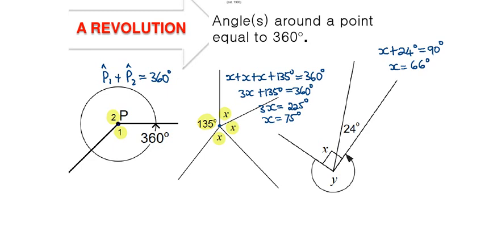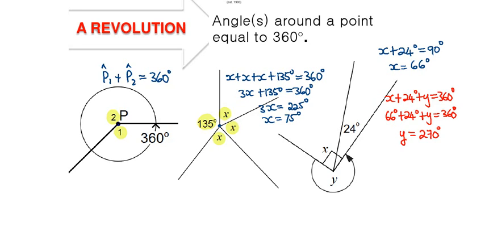Once again, it's a revolution. So what do I do? I take all the angles that I have around the point, that is angle x plus 24 degrees plus angle y equals 360 degrees, because these are three angles around the point. And if you remember, we've got 66 degrees here plus 24 degrees plus y is equal to 360 degrees. And of course, this is 90, so I'm going to have y is equal to 360 minus 90, which is 270 degrees.